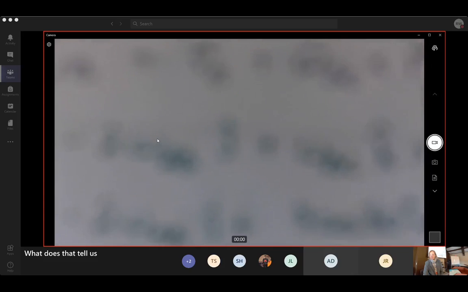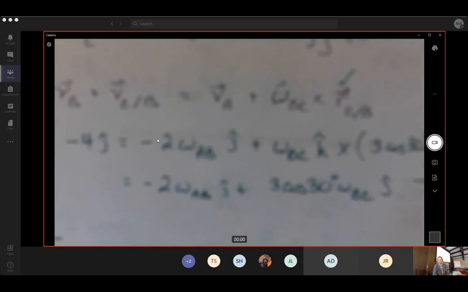Let me zoom all the way in. I don't know why that was intended to be a useful feature.